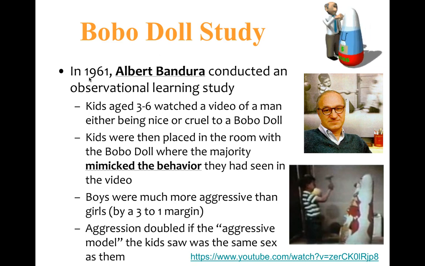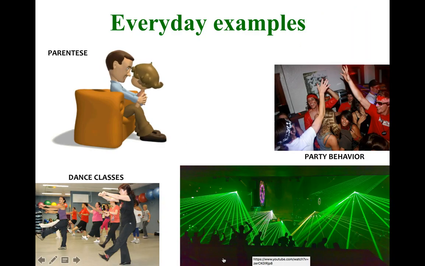Within that study, it was observed that boys were much more aggressive than girls by a 3-to-1 margin, and aggression doubled if the aggressive model the kids saw was the same sex as them. Some of you might be familiar with the Bobo doll study. If you are not, feel free to pause the lecture. There is a YouTube link right here that you can go and watch the Bobo doll study. Feel free to pause and watch, and then you can join back with us.